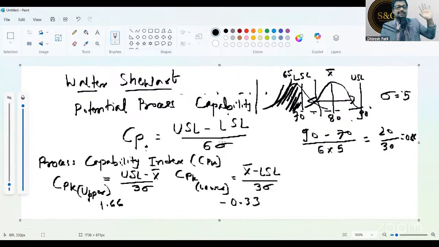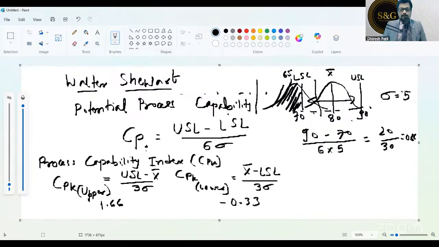Are you clear with this? Just give me yes in the chat box. Are you clear? Everybody got this? So this is called process capability index calculation. Clear?